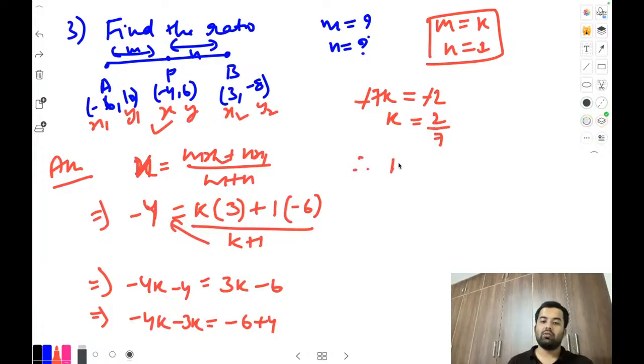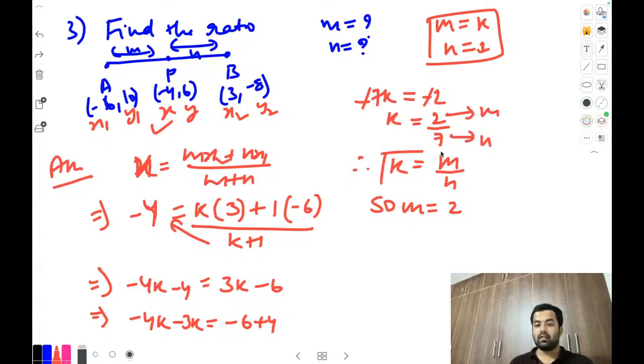Okay. As you know, k stands for what? M is to n. So m equal to what? 2. Just compare it. This becomes the m value. This becomes what? The n value. Okay, I just kept it like this.